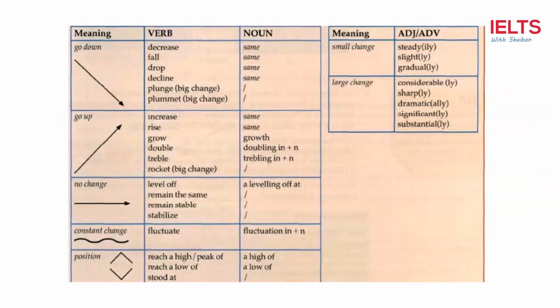The first table shows language of change, as you can see here, showing going down, as it can be seen very clearly, or going up, or no change, or constant change. The most important thing is to show whether it is a small change or a big, large change.